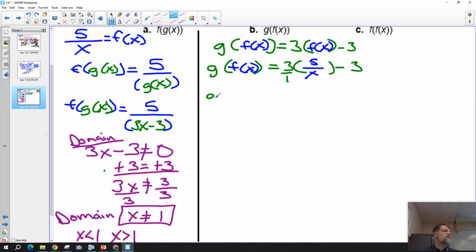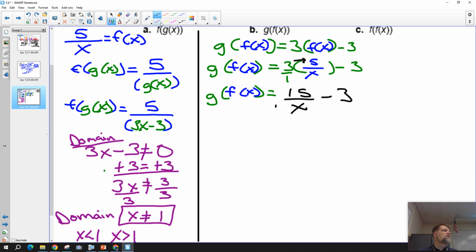So now on the next line, I've got g of f of x. Now remember, when you multiply fractions, you just multiply straight across, right? So 3 times 5 is just 15. 1 times x is just x. Minus 3. Now you could combine them and put them under one common denominator, but I'm okay with it being this way.